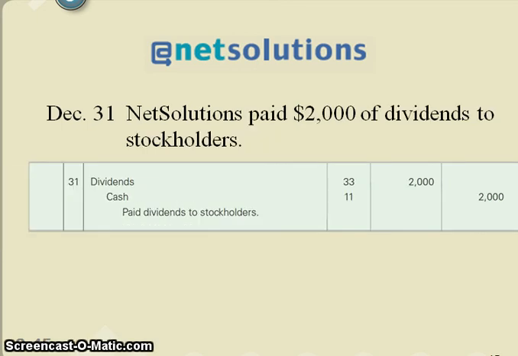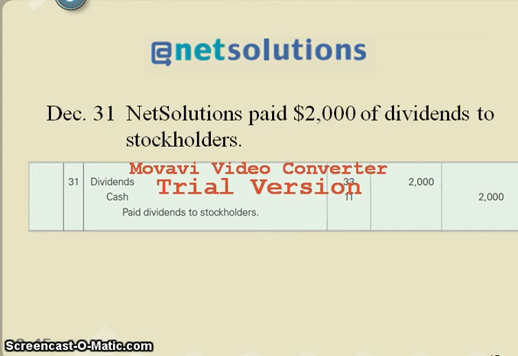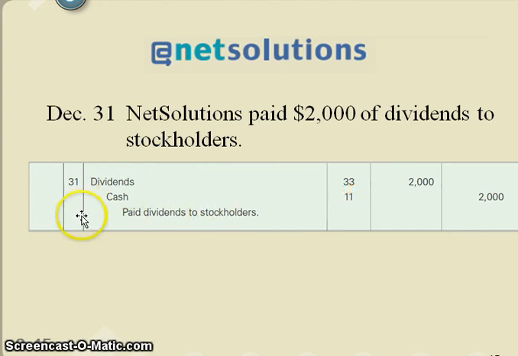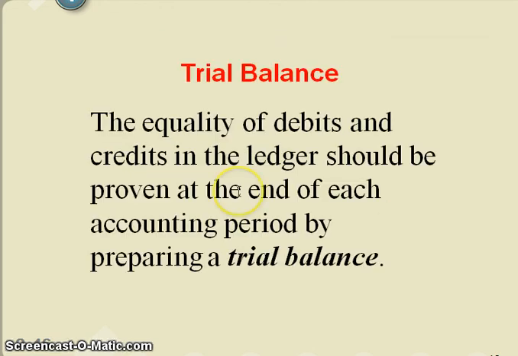NetSolutions paid $2,000 of dividends to stockholders. So here we go. Here's our credit to cash because money's coming out of our business, and our debit to dividends. And last slide. At the end of all this, you do all of these journal entries all month long.